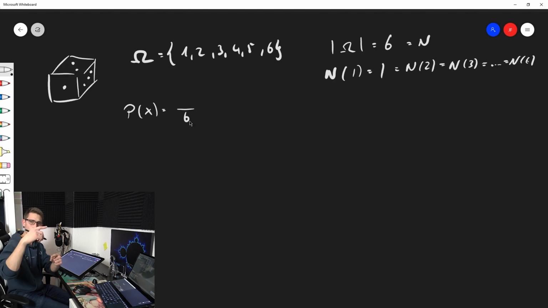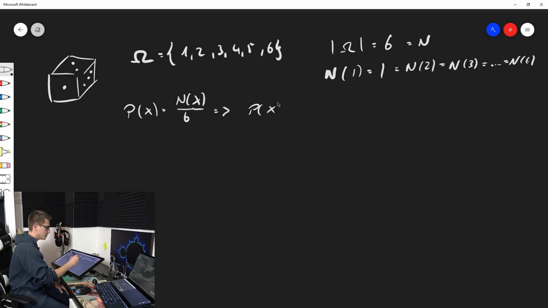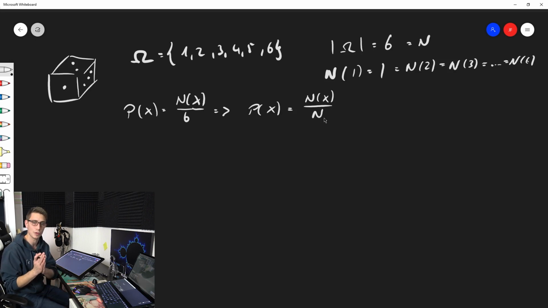But what is going to go up there in the numerator? Well, this is just either rolling 1, so the number of possibilities to roll 1, or 2 or 3, etc. Meaning this is just going to be the number of ways to roll our event, basically our occurrence x in some way. So overall, since our 6 was nothing but the cardinality, in general the probability of some event happening is going to be n of x divided by the total number of things that we have in our omega, so the total number of possible outcomes that we can have in the system.